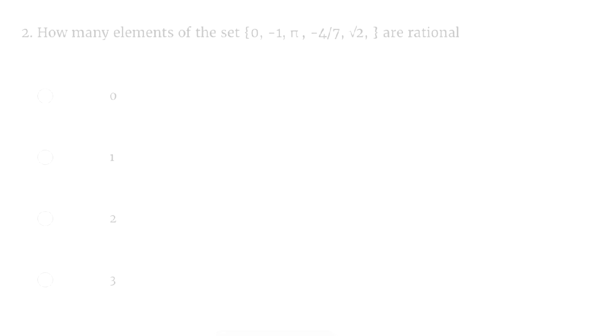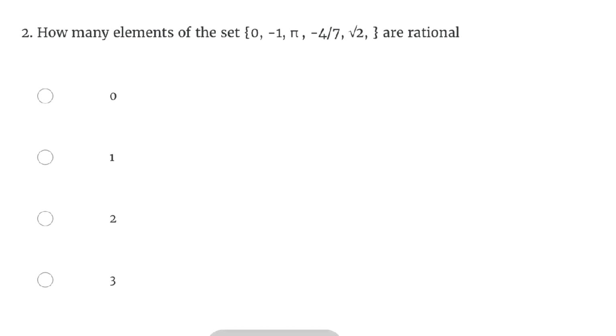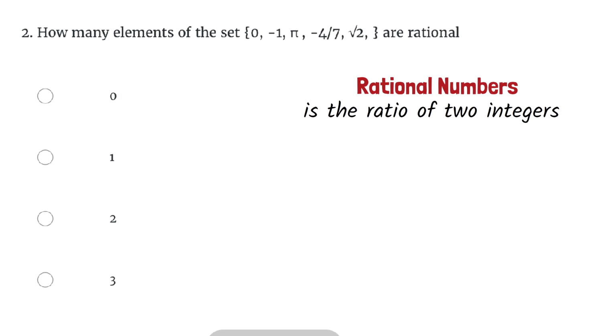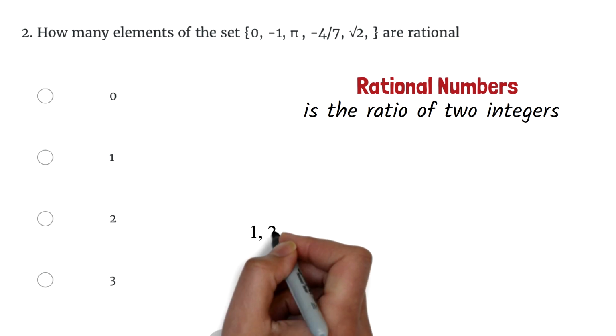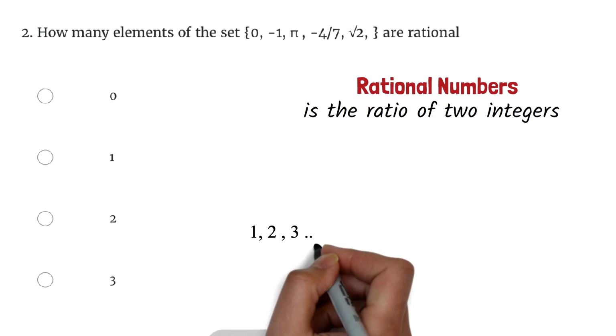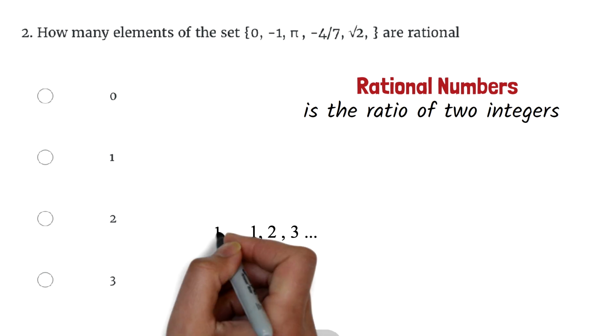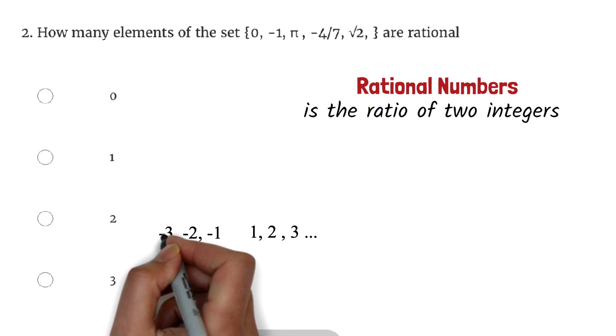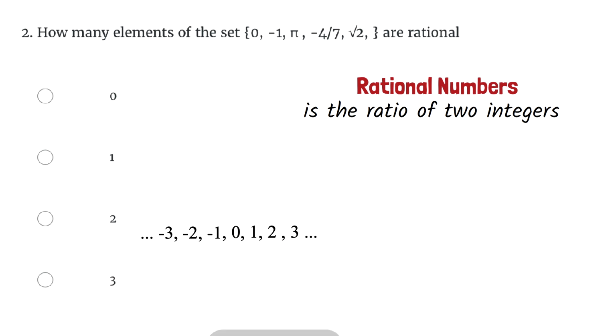Let's look at question 2. How many elements of the set 0, -1, pi, -4/7, √2 are rational numbers? A rational number is the ratio of two integers. We know our integers are positive counting numbers, 1, 2, 3, and so on, and negative counting numbers, -1, -2, -3, and so on, and 0.